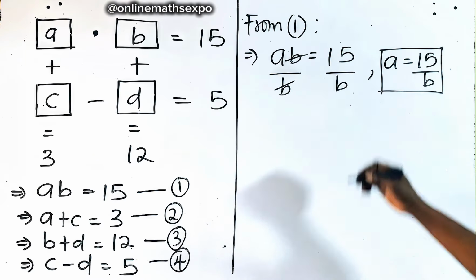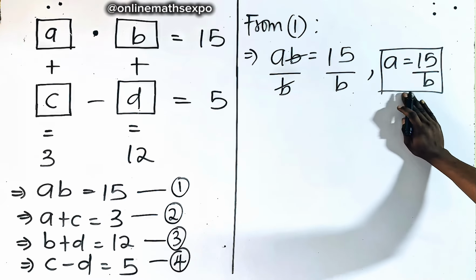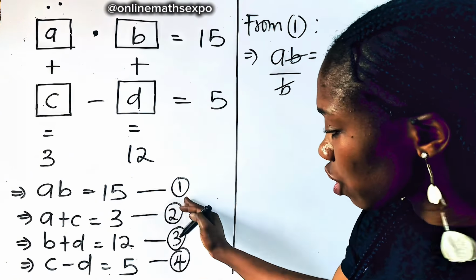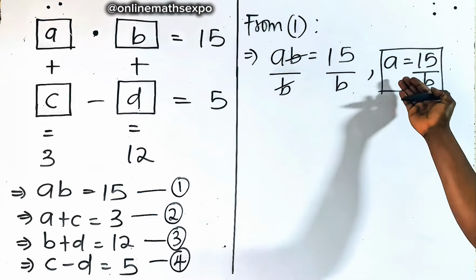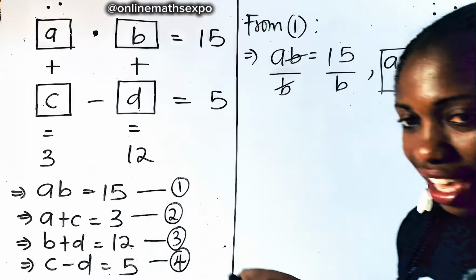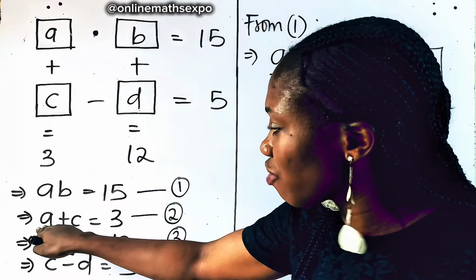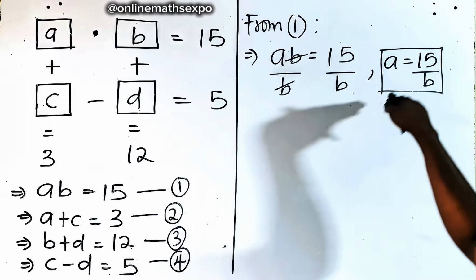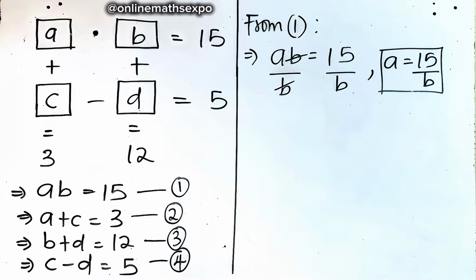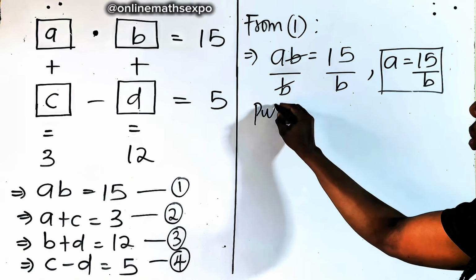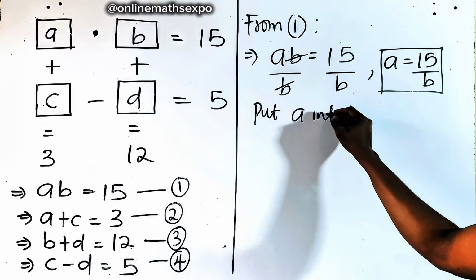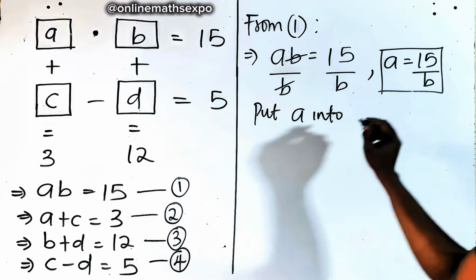Now we've gotten A. What do we do? You are going to go back to the remaining equations. In which of the equations do we still have A? You notice that we still have A in the second equation. So we are going to take this equation because it's going to help us. We are going to put this statement for A into the second equation.